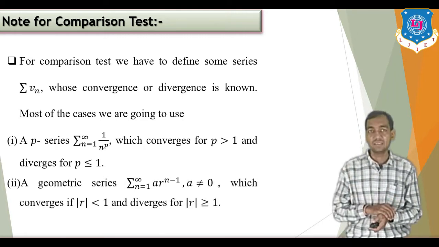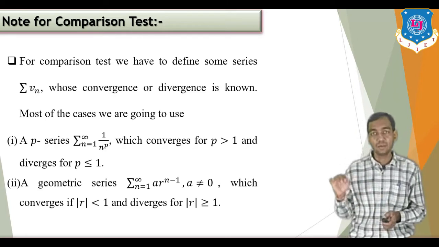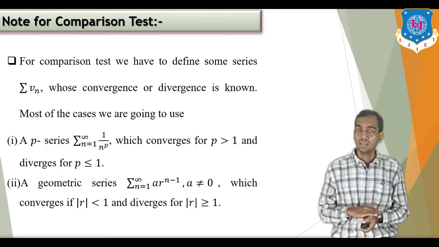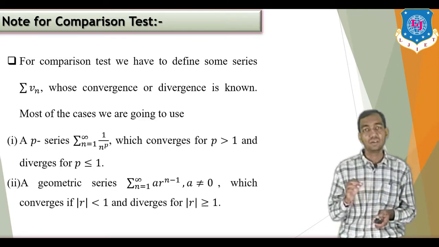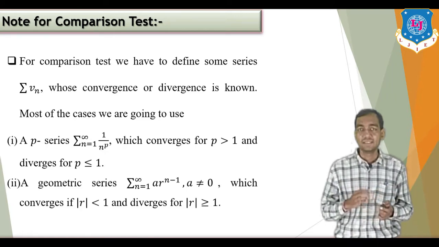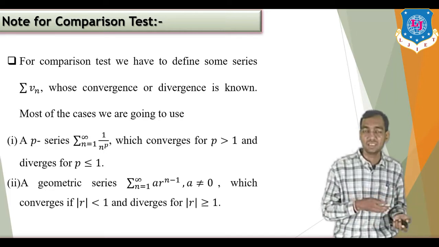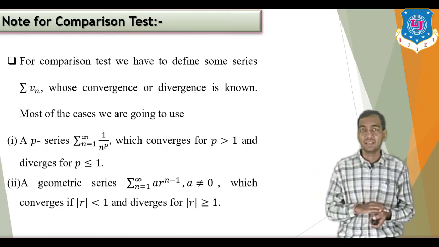For comparison test, we are going to take Vn from either a p series or a geometric series. We are already aware of the p series, where it converges and where it diverges. In the same manner, we are also aware that the geometric series converges for mod r less than 1 and diverges for mod r greater than 1.